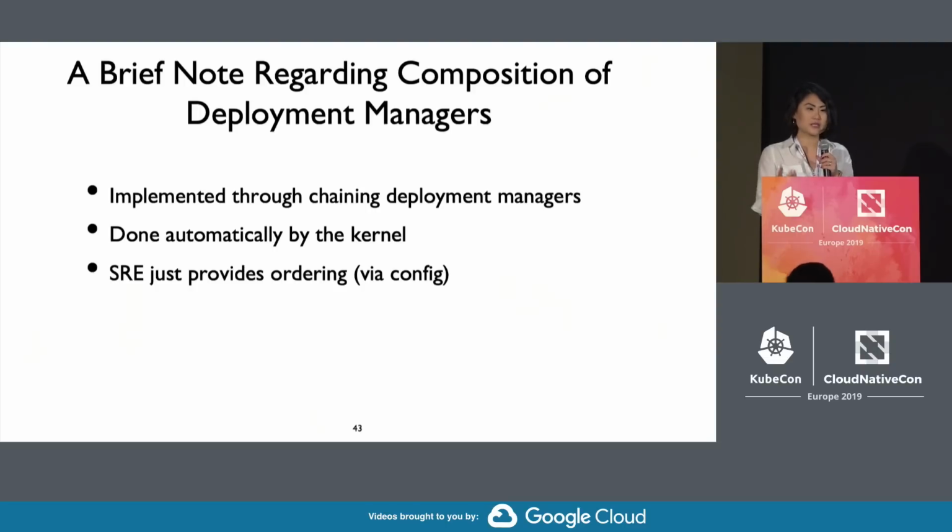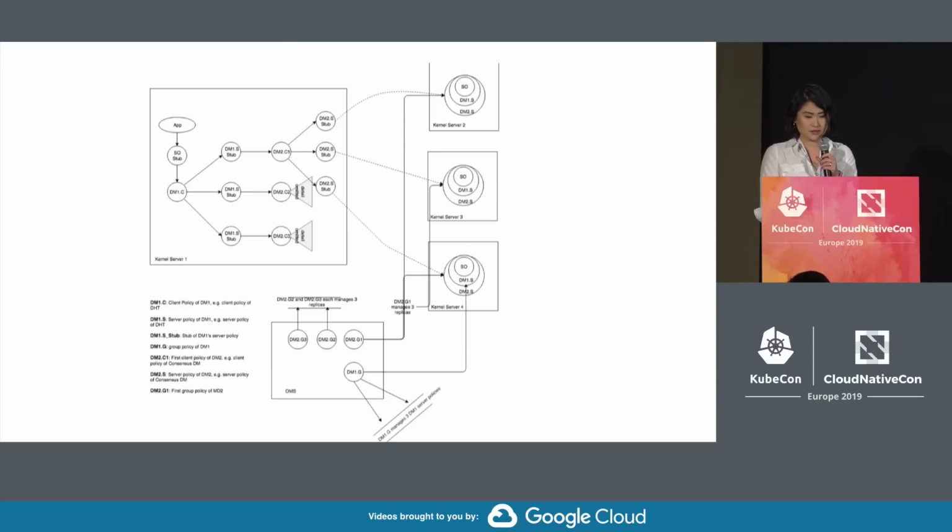We could potentially go through a chain of deployment managers in order to achieve all of the properties that we want for a particular microservice. As you can imagine, this does eventually get pretty complicated, which is actually why it's important that application programmers don't have to do this. And it's done under the covers with configuration by SREs or distributed systems programmers.